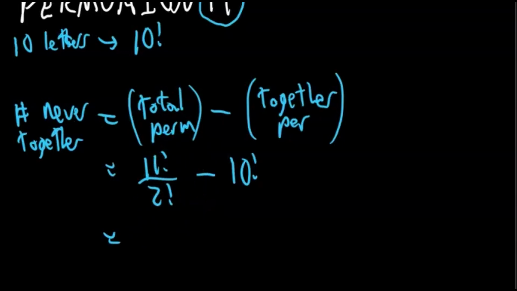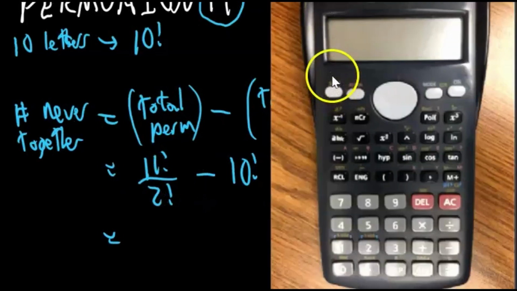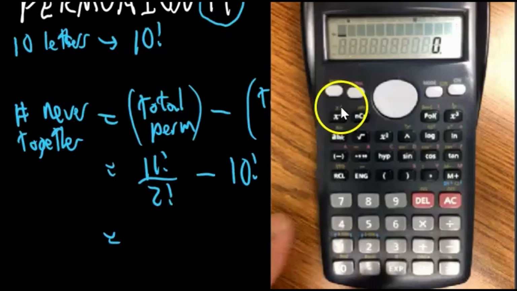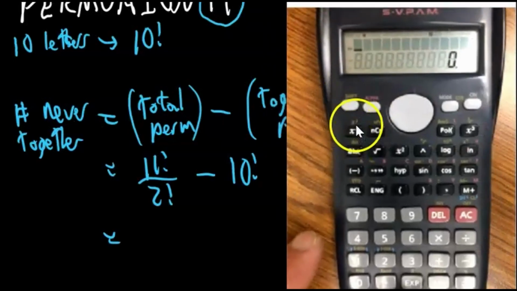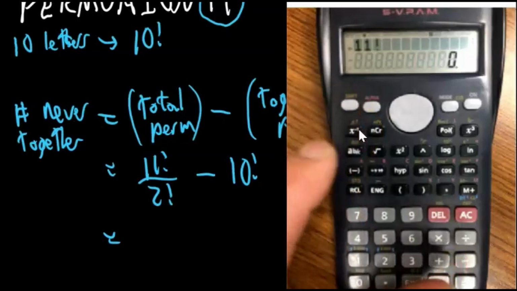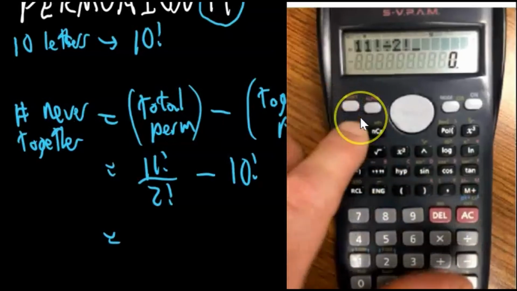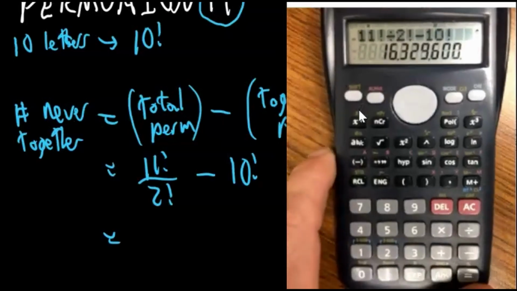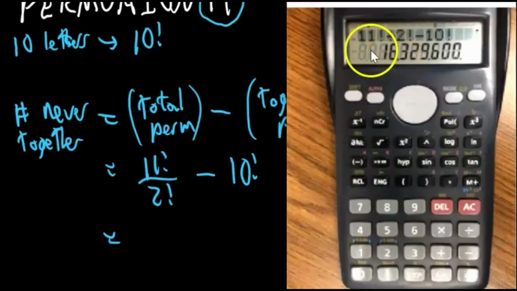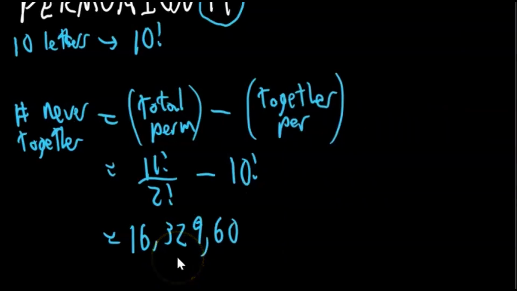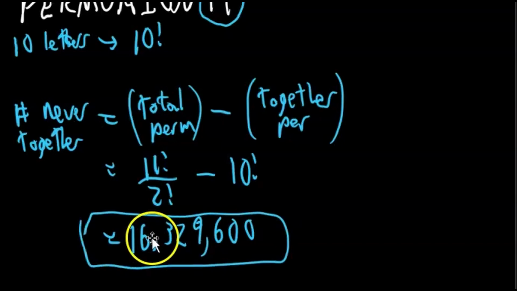Now, this could be super stressful, but if you have a scientific calculator, it should have an exclamation mark button, and I apologize if this is too small for you to see here. It says X exclamation. So to type this in, I do 11 exclamation divided by 2 exclamation minus 10 exclamation. And we got a big number, but it's right. 16,329,600 different permutations possible.